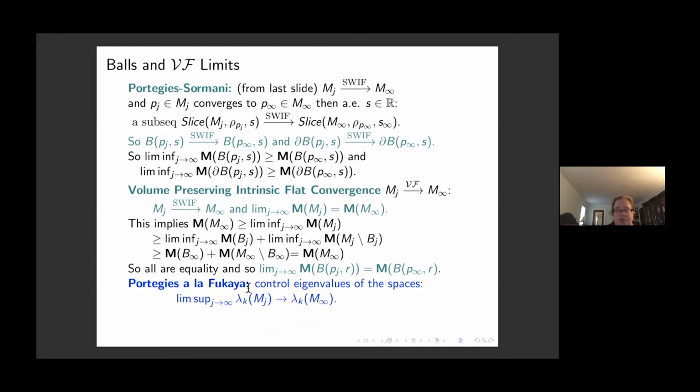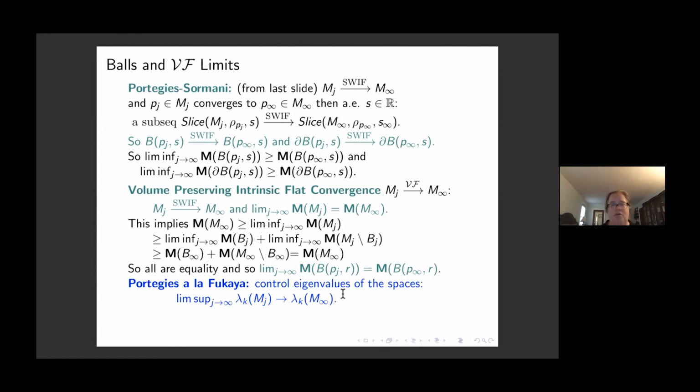Portegies uses techniques of Fukaya to apply this to control eigenvalues of the spaces. So if these are Riemannian manifolds, we have the eigenspectrum of Riemannian manifolds, the eigenvalues of the Laplace-Beltrami operator. It's called the spectrum of the Riemannian manifold. And he shows that the lim sup as j goes to infinity of lambda_k converges to lambda_k of the limit Riemannian manifold. If they're not Riemannian manifolds, he explains what lambda_k is. It's a new notion because integral current spaces did not have a Laplace-Beltrami operator, but he describes what these lambda_k's are using the Rayleigh quotient.